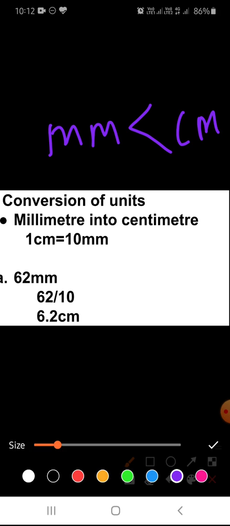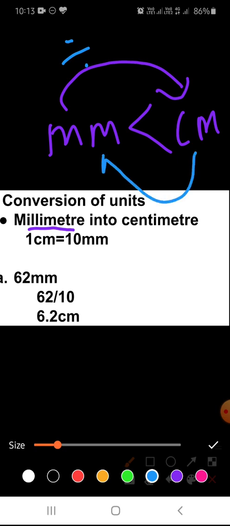So when we have to convert millimeter to centimeter, what we will do? Because we have to convert millimeter to centimeter, we will divide. And when we have to convert centimeter to millimeter, in that case we will multiply.